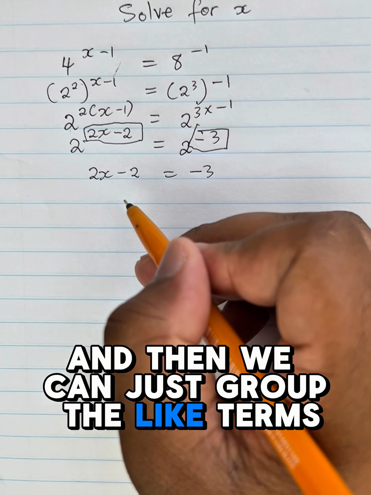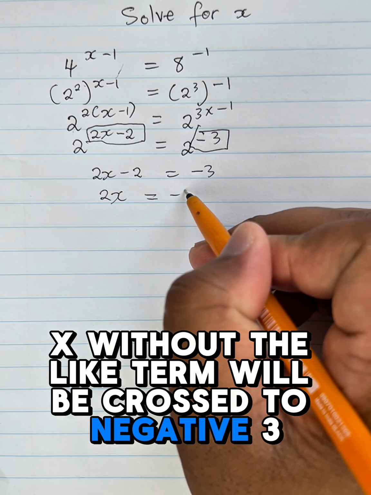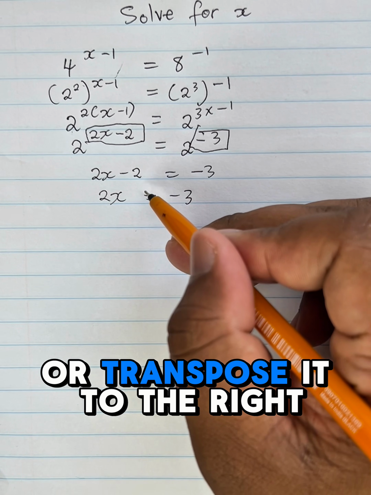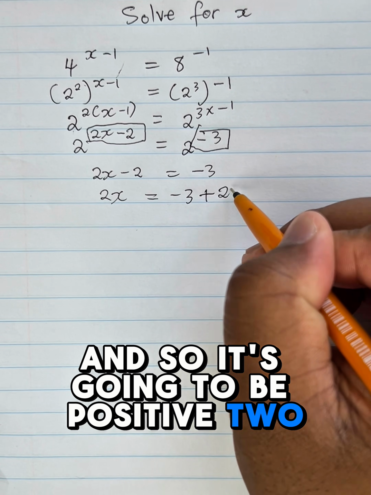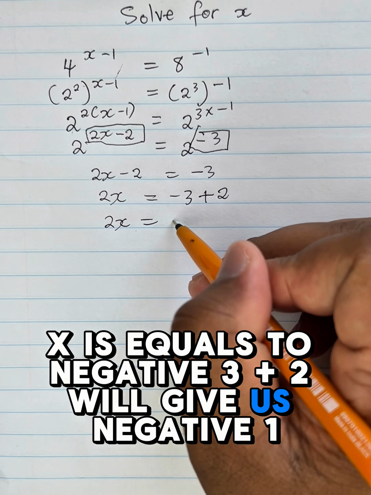And then we can just group the like terms. In this case, we have 2x, and the like term will be equal to negative 3. So the like term of negative 3 is minus 2. So minus 2, when we take it to the right or transpose it to the right hand side, is going to be positive 2. So we will have 2x is equal to negative 3 plus 2, which will give us negative 1.